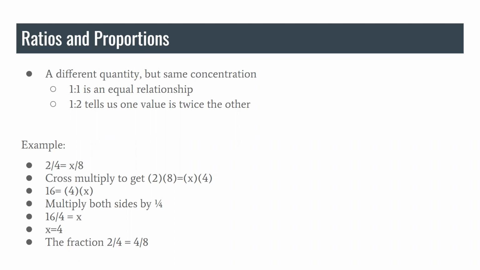For example, if you have 2/4, it is equal to x, which is our unknown, over 8. So how would we get the result of x? If you cross multiply, you get 2 times 8 equaling 4 times x, so 16 equals 4x. If you multiply both sides by 1/4 or divide both sides by 4, you get that x is 16 divided by 4, and x equals 4. So the answer would be the fraction 2/4 equals 4/8.